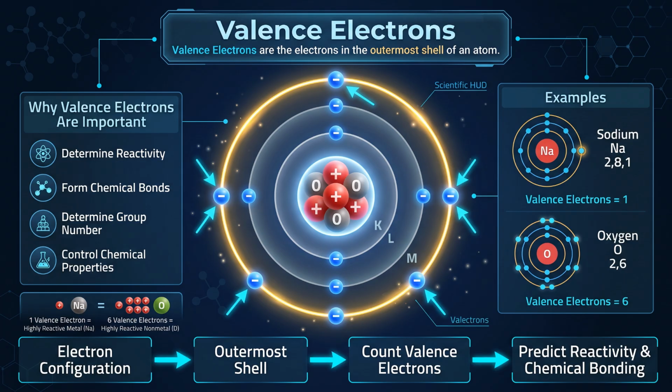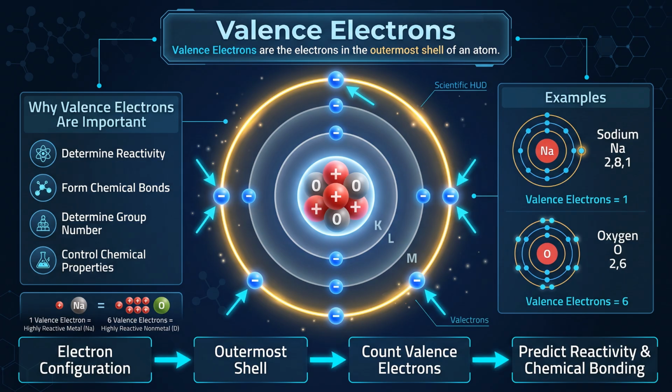Valence electrons determine the reactivity of an element. Reactivity refers to how easily an element undergoes chemical reactions. Elements with only 1 or 2 valence electrons often lose them easily, making them highly reactive metals. Elements with 6 or 7 valence electrons tend to gain electrons easily, making them highly reactive nonmetals. In contrast, elements with a completely filled outermost shell are generally very stable and chemically unreactive.